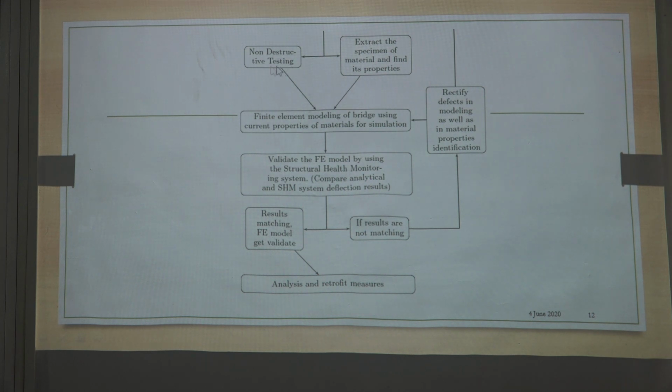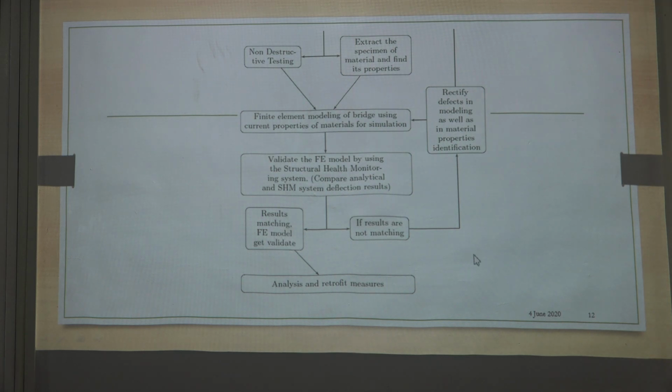Then we will do the non-destructive test. Some material like steel needs to be extracted from a proper position, and we will try to find out the properties of that material. Then we will do the finite element modeling of the bridge, including the current properties of materials, and simulation. Then we will validate the FE model by using the structural health monitoring system, the SHM system. If the results match, the FE model gets validated.